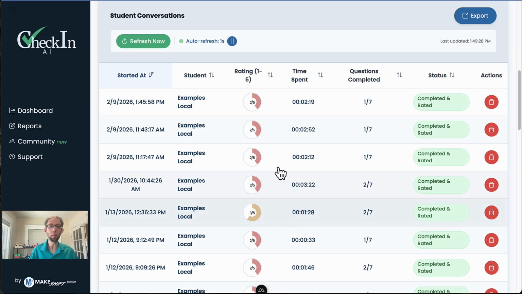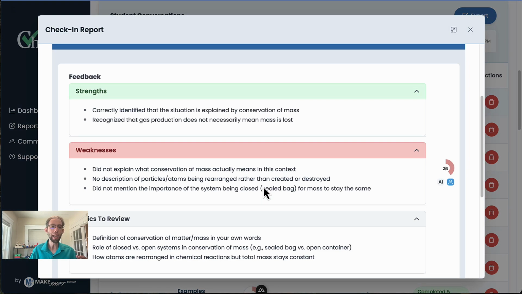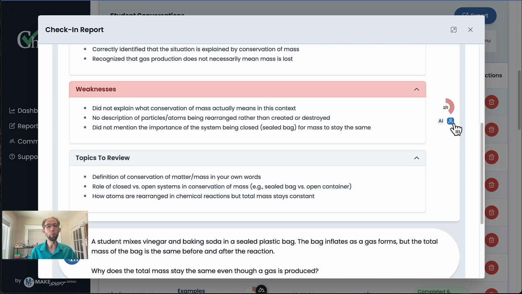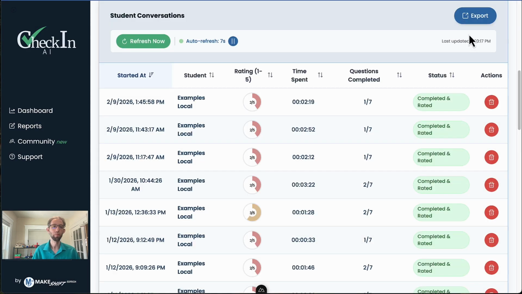Also, it's a complete documentation. So if I click on this, it has the feedback and the entire conversation and ratings there. As the teacher, it's really important, as we said, that the AI tool supports the teacher and does not take over, so you can override any AI rating as the teacher. So that's one example use case of Check-in AI. I want to give another one.